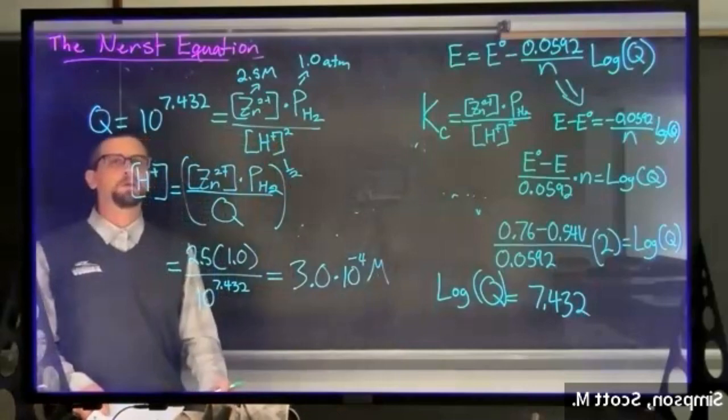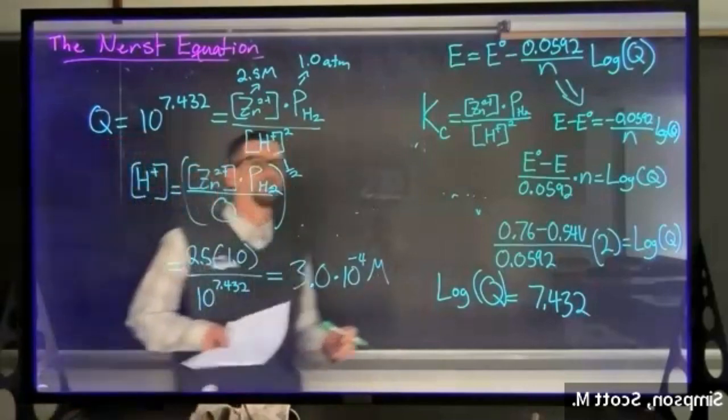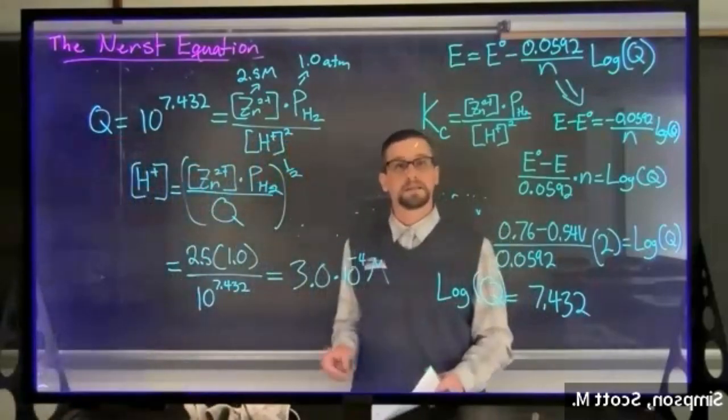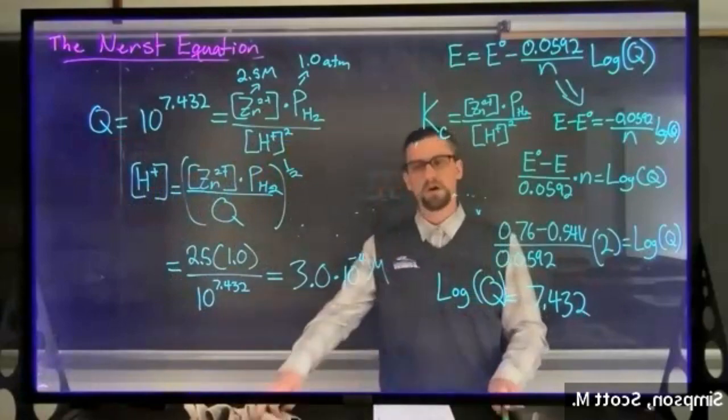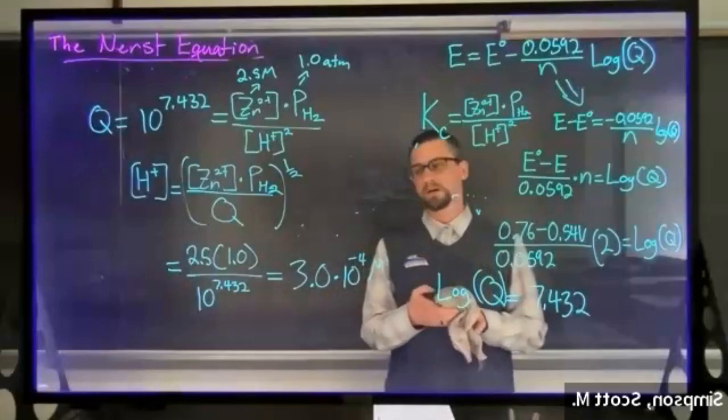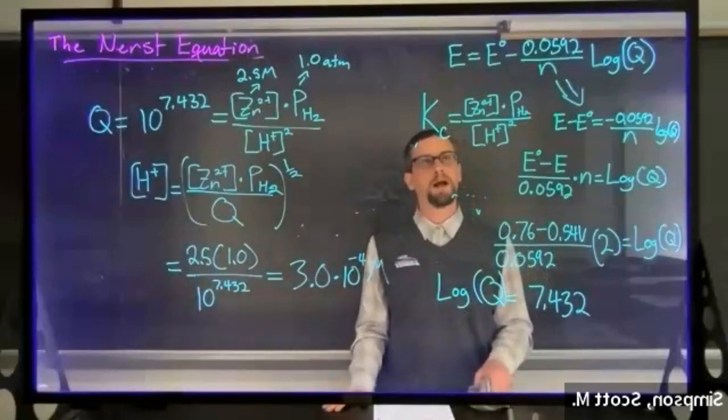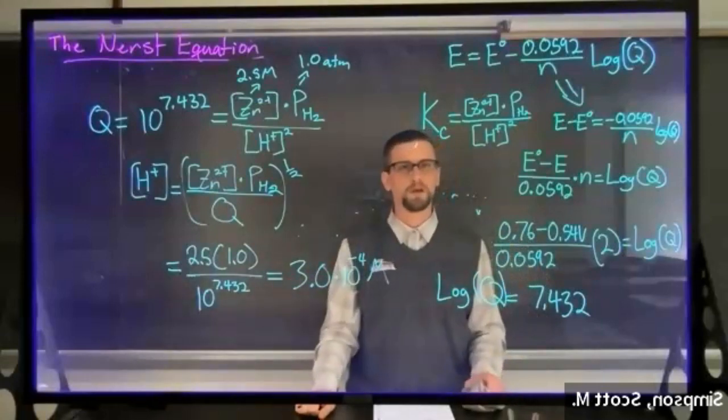So here we've given an example of how to utilize the Nernst equation to solve for something that is not at standard conditions, where everything is at 1 atmosphere, 1 molar. In this case, this is what we arrived at by manipulating the Nernst equation.